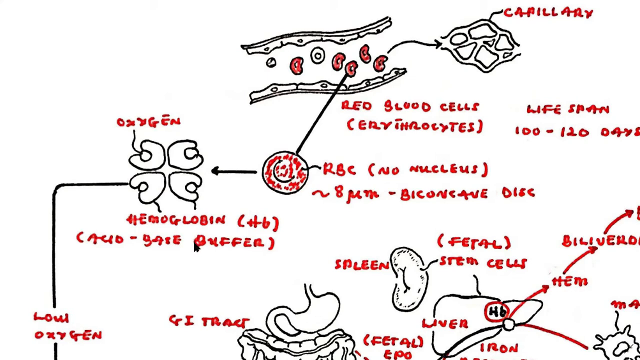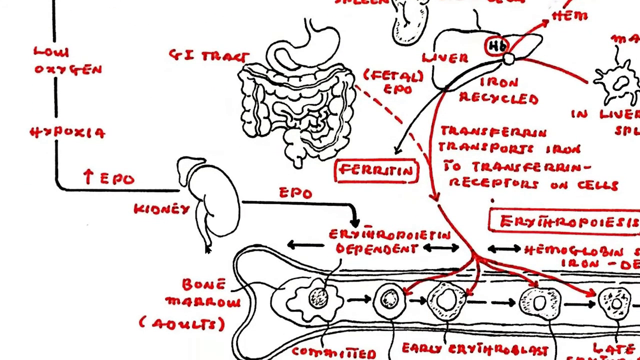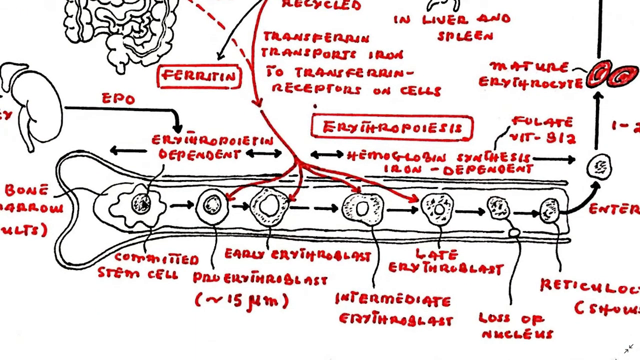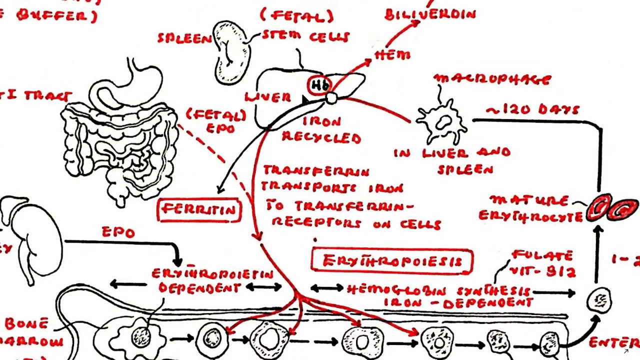Red blood cells are formed by a process called erythropoiesis. They originate from committed stem cells in the bone marrow of adults. In the fetus, they originate from the liver and the spleen.